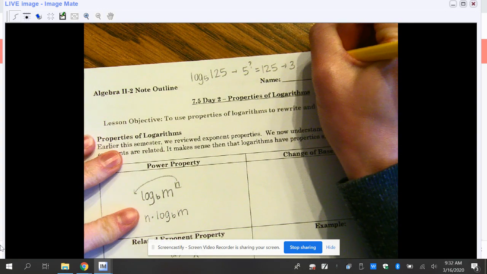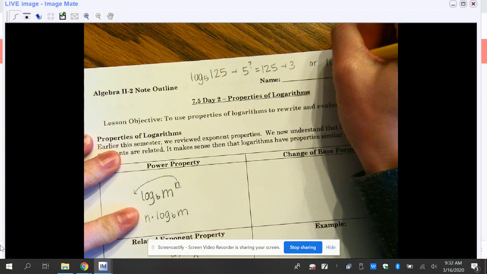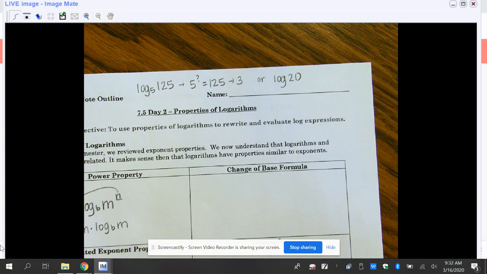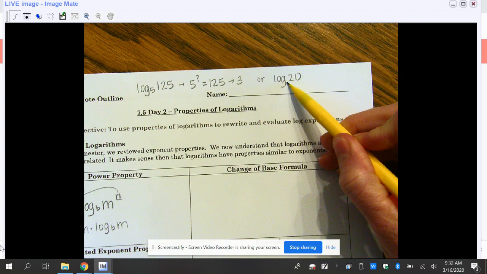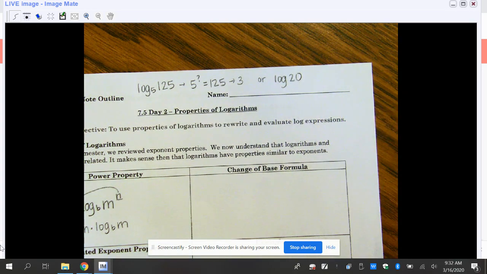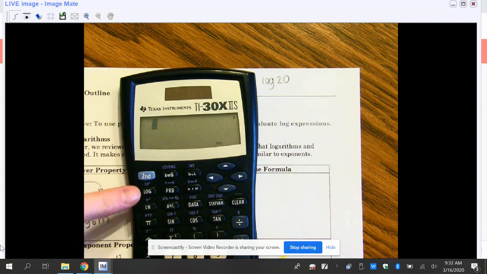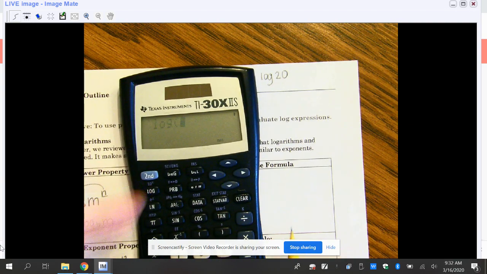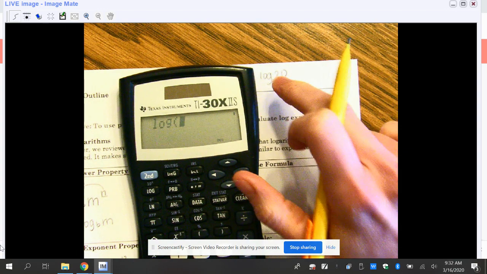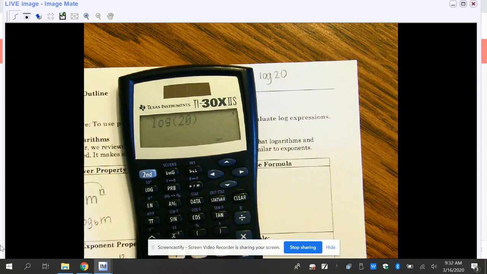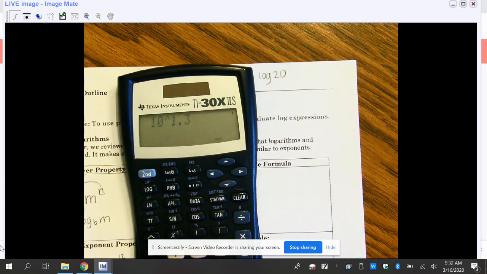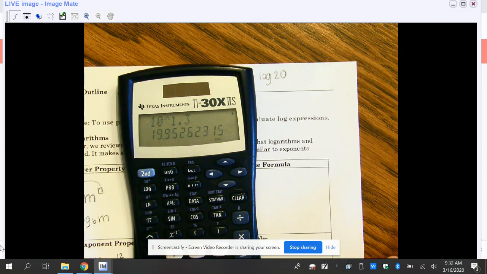So for example, if we just had the log of 20, even though we can't rewrite 10 to a power as 20, we could just type that into our calculator, right? Remember the log button is right here. Because this is base 10, you can just type that in and evaluate it that way. So that means 10 to about the 1.3 power is 20. Okay, 19.95. So it's pretty close.